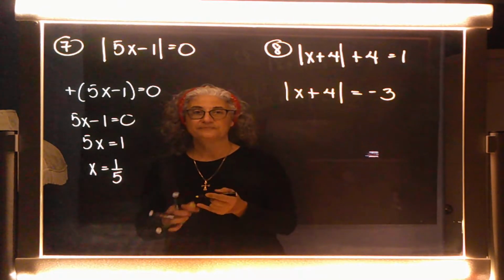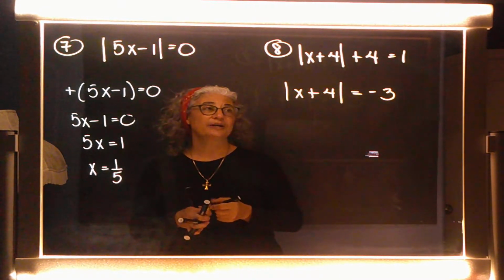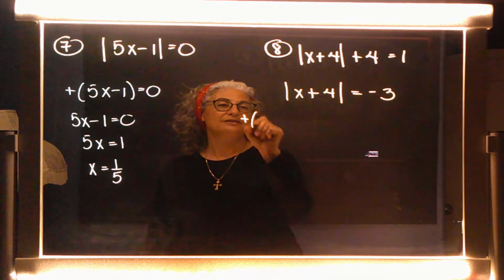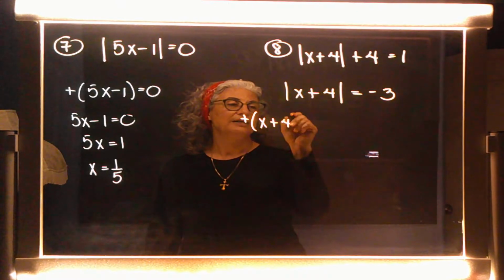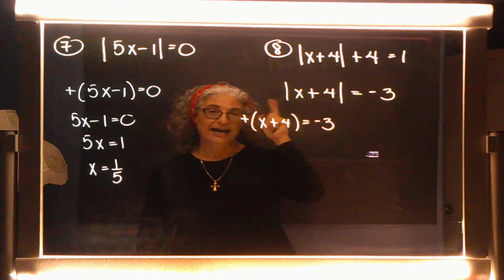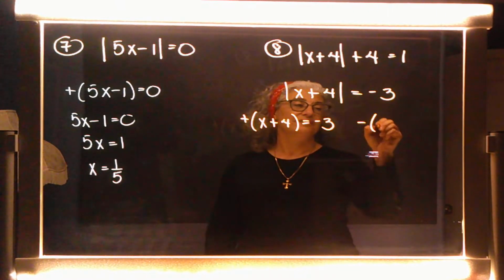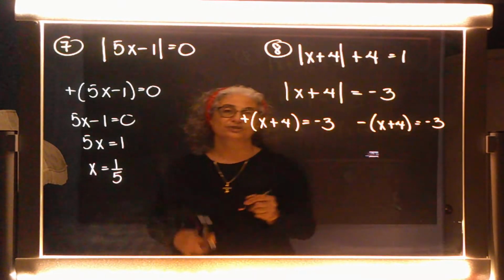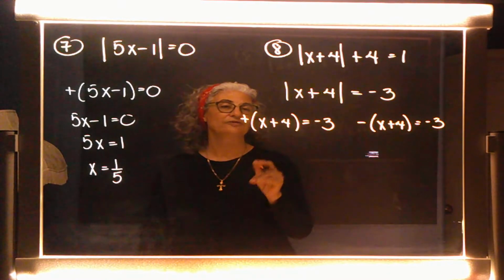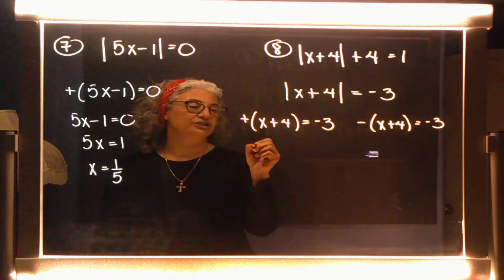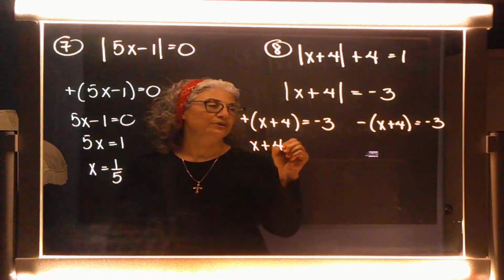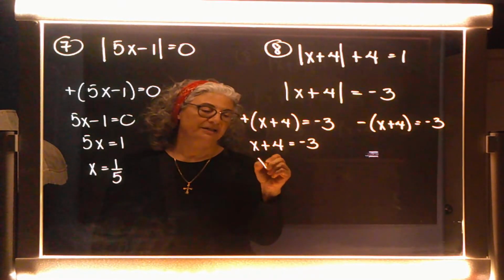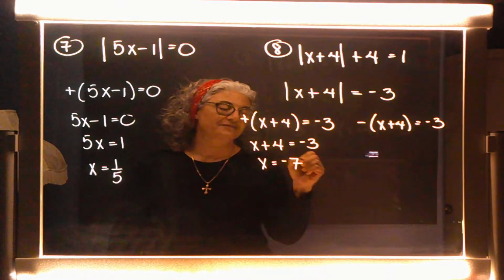Excellent. Then what? Good. Break it into two equations, right? You're going to have the positive of the x plus 4 equaling -3, and you're going to have the negative of the x plus 4 equaling -3, aren't you? Okay, so let's solve. The plus sign doesn't change anything. This is still x plus 4 equaling -3, and then minus 4 from both sides, you get -7, don't you?